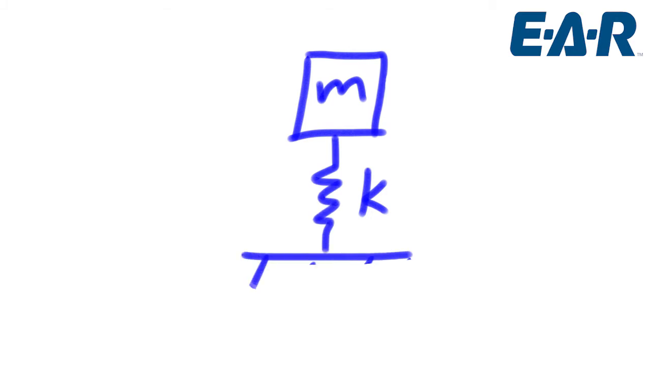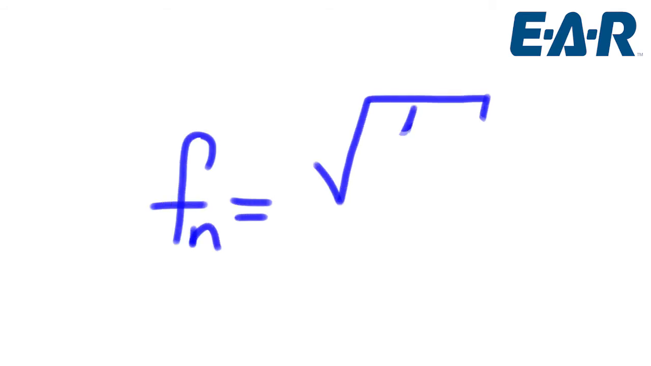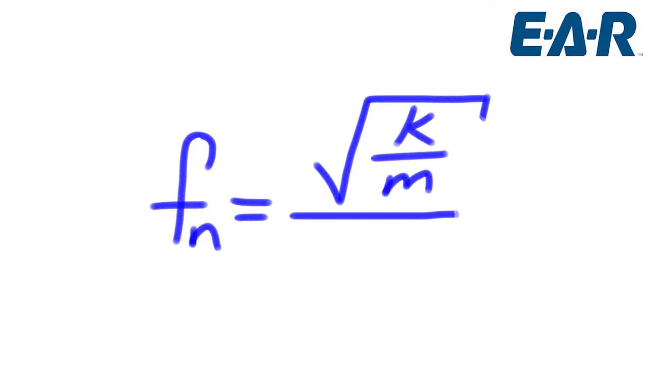Once spring rate K is known, we can then determine the natural frequency of the system. We typically use a single degree of freedom system to approximate the behavior of most systems. A single degree of freedom model involves a mass mounted on a spring which is connected to ground. The natural frequency of a single degree of freedom system is given by the equation F sub n is equal to the square root of K over m divided by 2 pi.